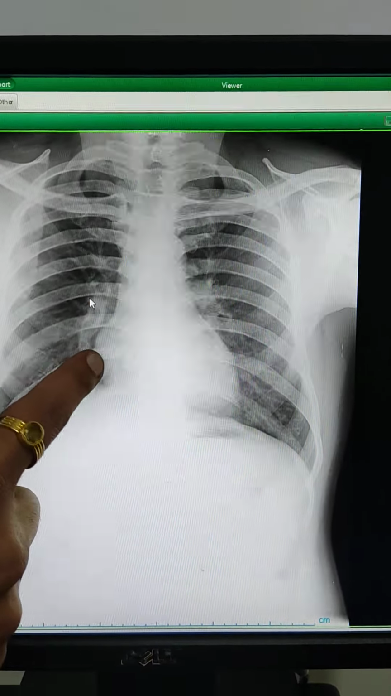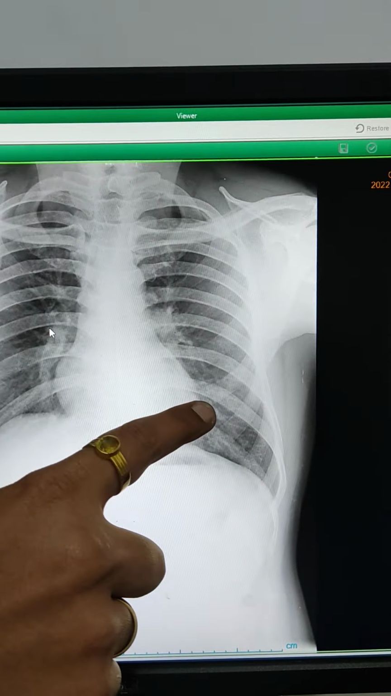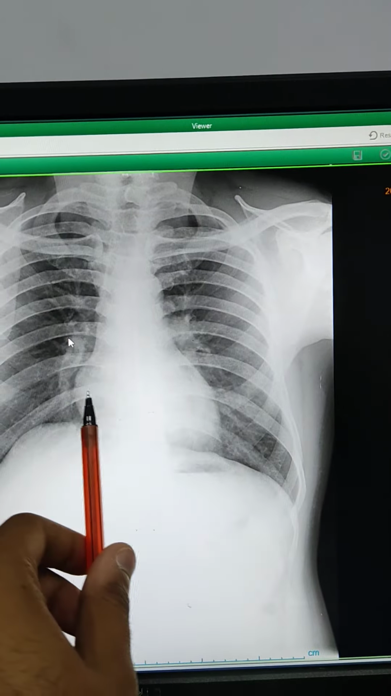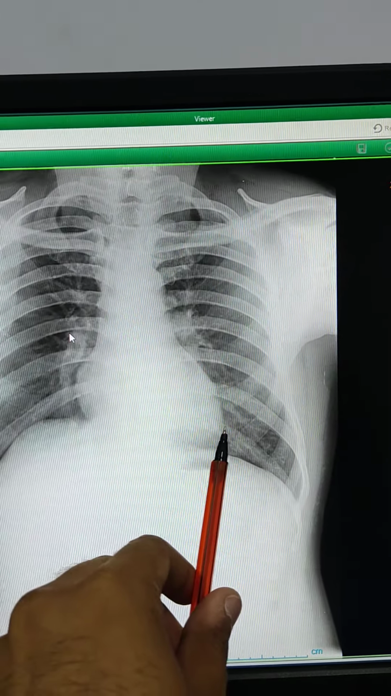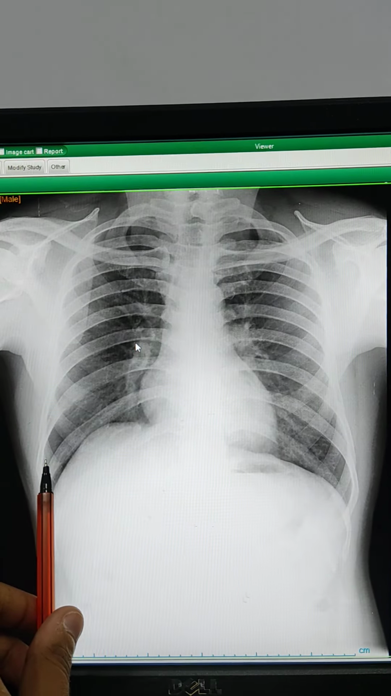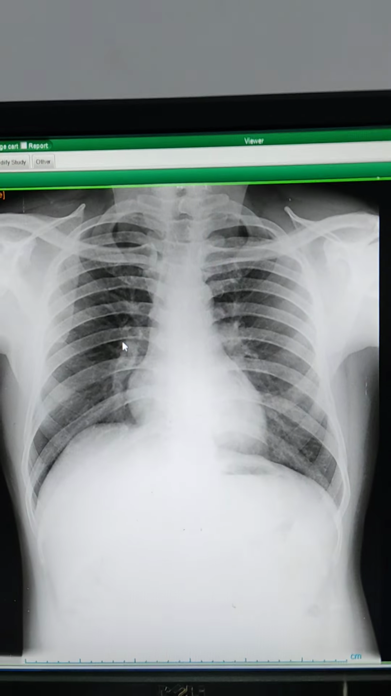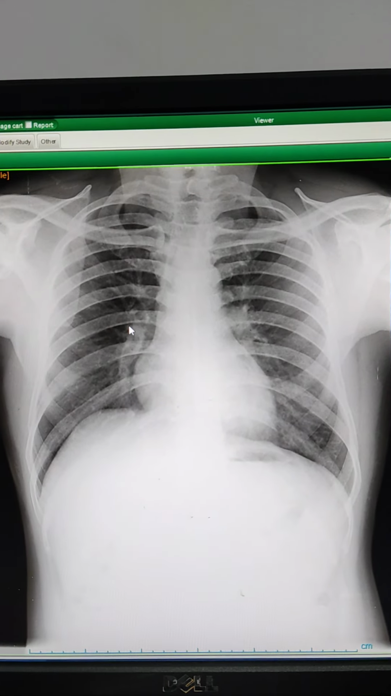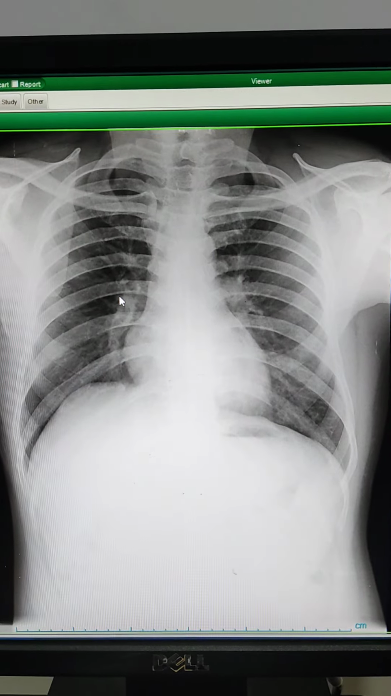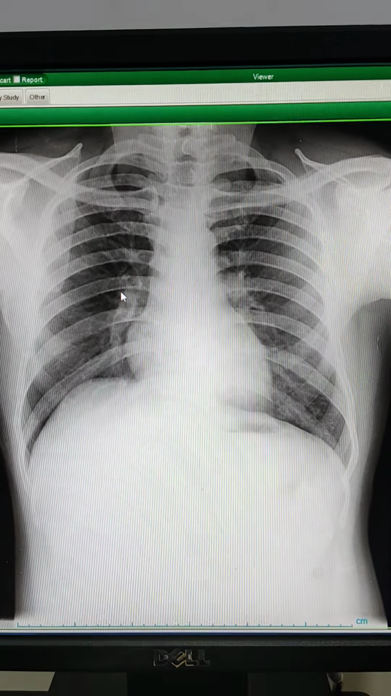So you need to measure the distance from point A to point B. This is the heart measurement, and you need to measure the thoracic diameter from this end to this end. So cardiac by thoracic should be less than 0.55. If it is more than 0.55, it is a cardiomegaly.